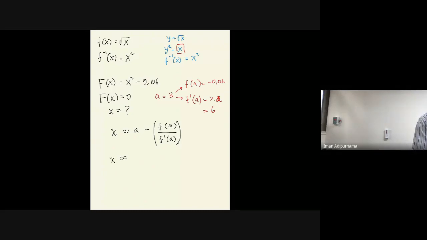Let's plug in our numbers. a is 3 minus 0.006 over 6. So x is 3 plus 0.001, 3.01. So this is just to show you that actually our linear approximation and Newton's method are similar. It's actually inverse with each other.